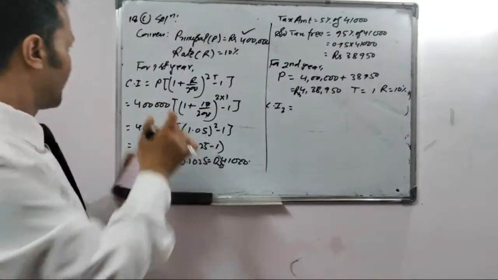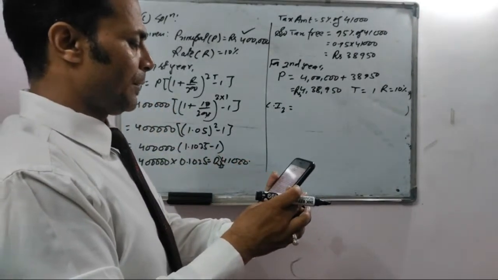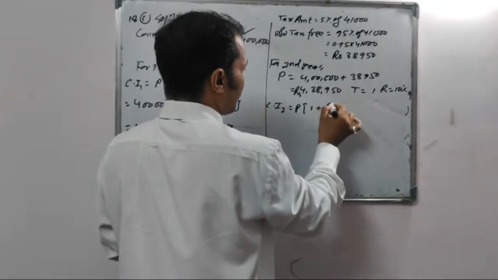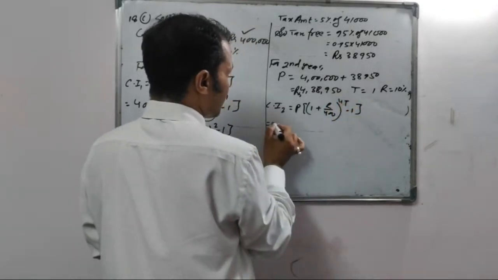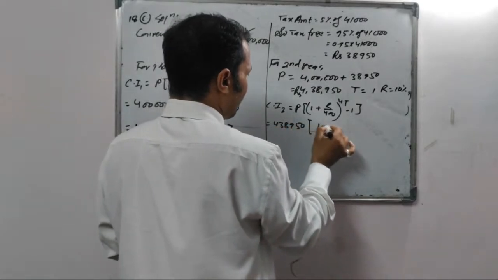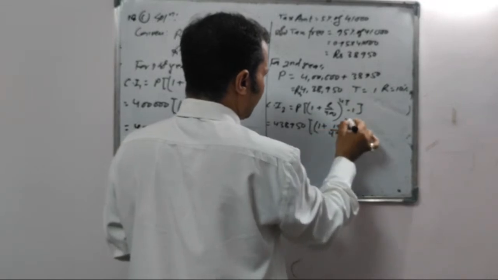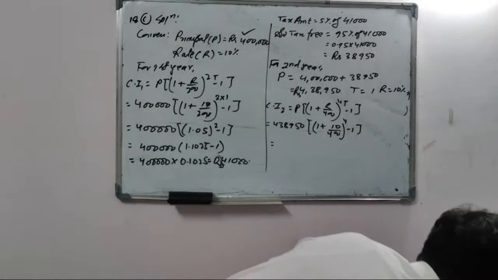Compound interest, let me find it, here I say first for the first year. Now here the compound interest is calculated quarterly, right? Quarterly. So P into (1 plus R by 400) power 4 minus 1. So that is 438,950 into (1 plus 10 by 400) power 4 minus 1. Now calculate this. Just a minute.